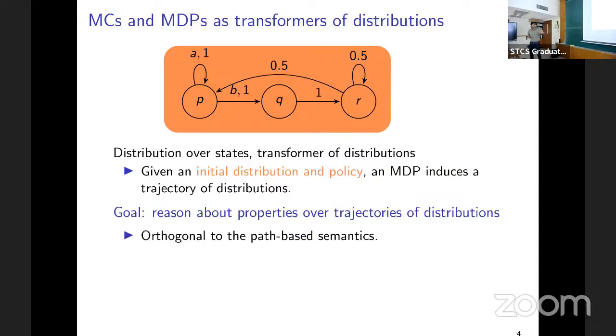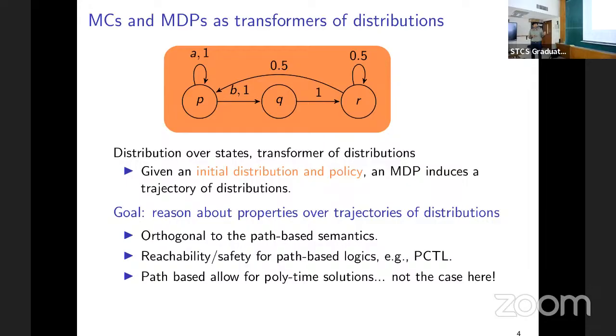Right? So this is orthogonal to the usual view of Markov chains and MDPs in verification, which uses something called the path-based semantics, which if you're not aware of, let's not go into that. But just to say that there is this very classical logic called PCTL, right, or LTL or whatever it is, and those are all considered path-based logics. This is different from that, and in one way you can easily see that it is different.